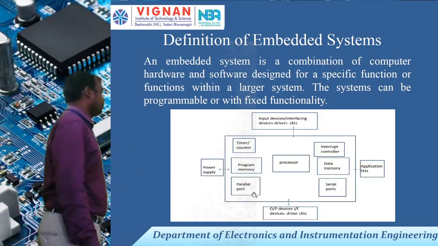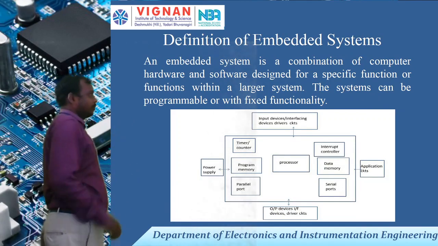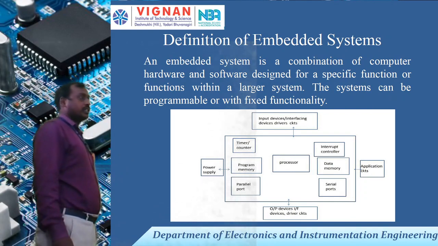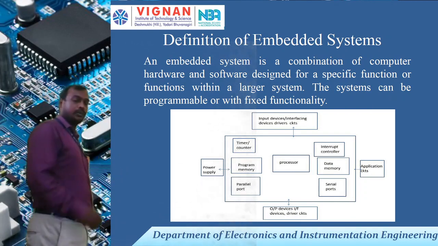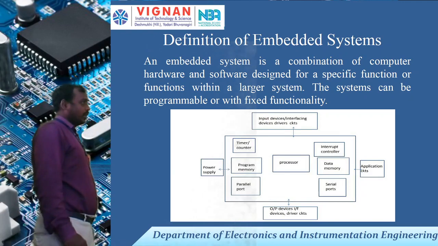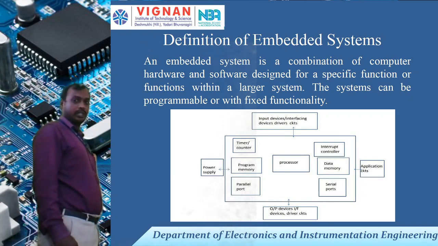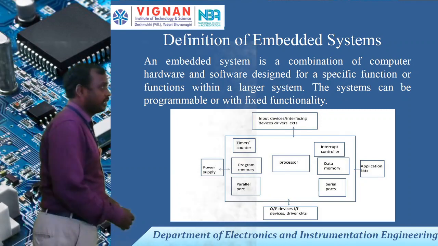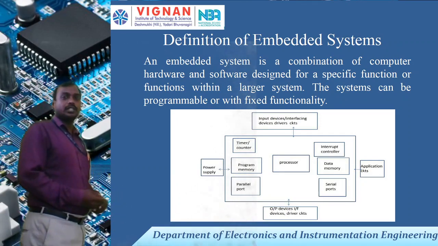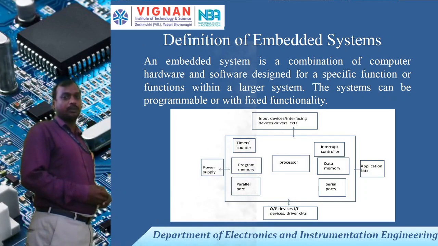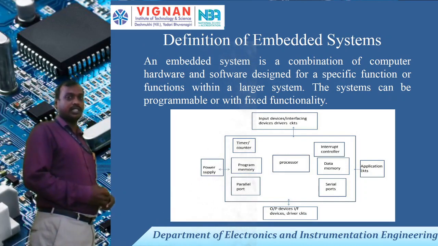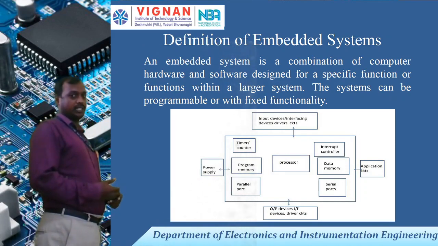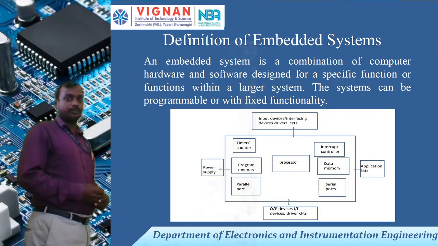So, definition of embedded system. An embedded system is a combination of hardware and software to perform a specific operation, specific task, or particular application. Generally, a system is a way of processing or organizing a particular task or fixed program.